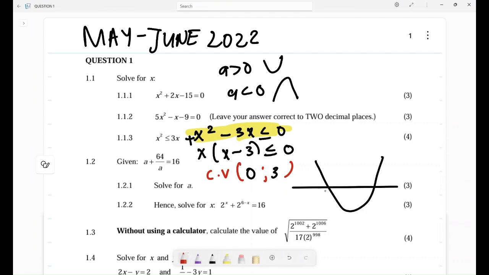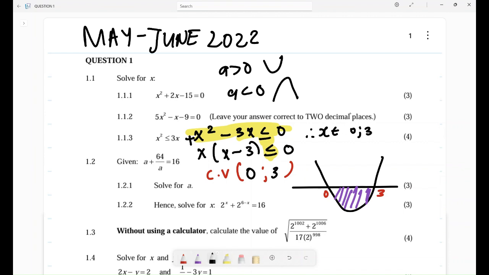Now we write our critical values here, 0 and 3. Now we check our inequality. It says we want where it is less, right? So where is less in our graph? Less is below, it is this portion. So when you write your answer, you're going to say, therefore, x is an element of between what? 0 and 3.